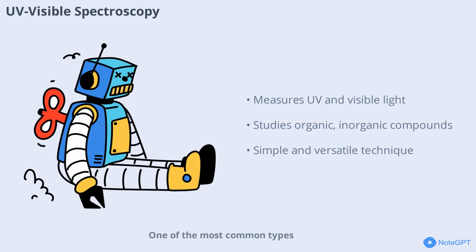One of the most common types of electronic spectroscopy is UV-visible spectroscopy. This technique measures the absorption of ultraviolet and visible light by a sample. It's widely used to study organic and inorganic compounds, providing information about conjugated systems, transition metal complexes, and more. UV spectroscopy is valued for its simplicity, speed, and versatility in both research and industry.